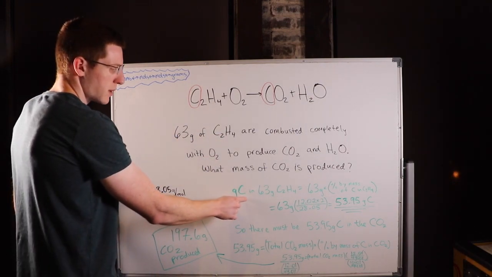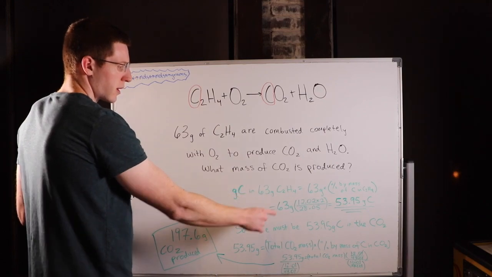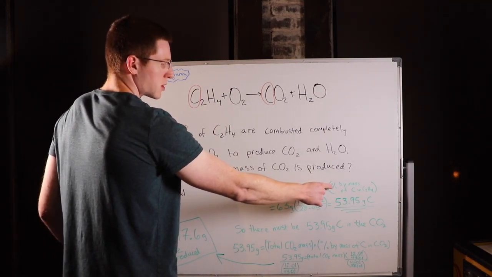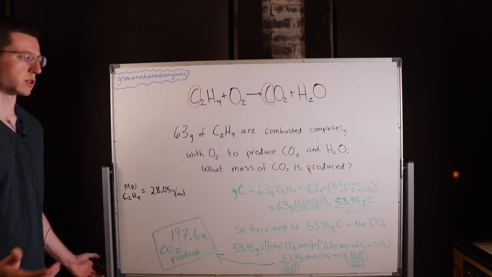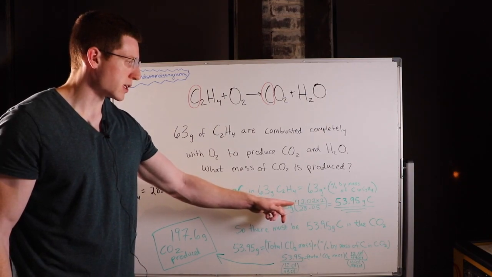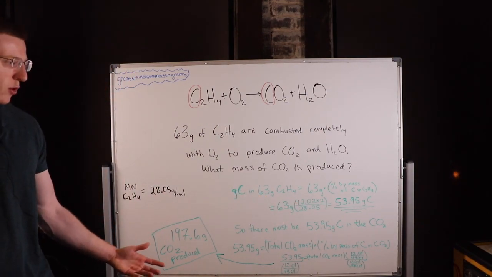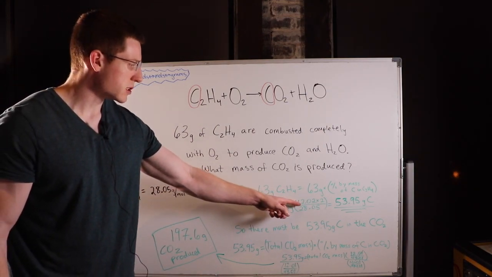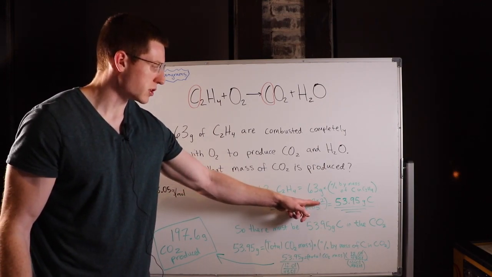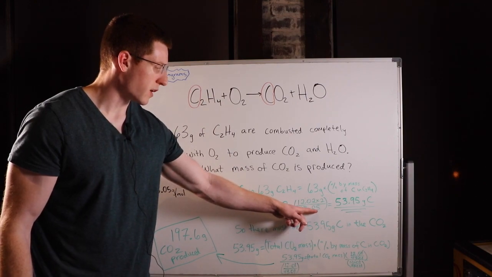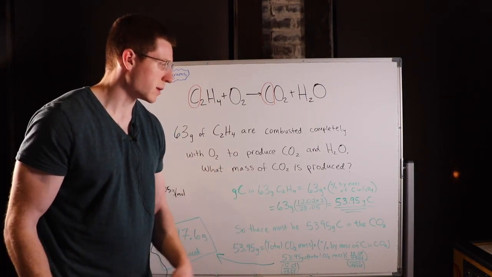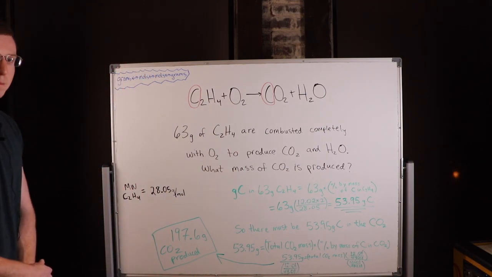The grams of carbon in 63 grams of C2H4 is simply going to be the total weight, 63 grams, times the percent by mass of carbon in C2H4. So 63 grams, and then we'll multiply that by the percent by mass of carbon in C2H4, which is 2 carbons, so 12.02 times 2 over 28.05, and when you multiply this out on your calculator, you should get 53.95 grams of carbon.